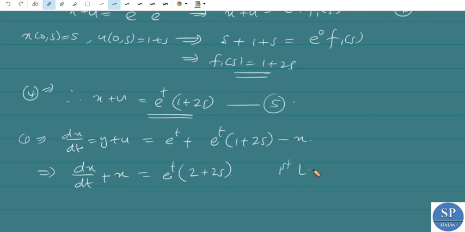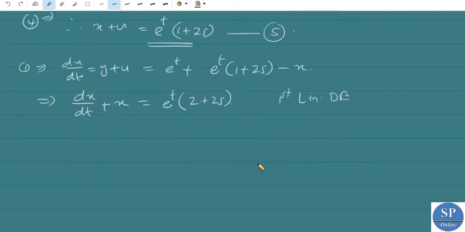Now it is a linear differential equation, a first order linear differential equation. So to solve this equation, we need to find the integrating factor. Integrating factor is equal to e power integral p of x dx. Here the independent variable is t, so p of t dt, where p is 1. So this is equal to e power t. Okay, integrating factor is this.